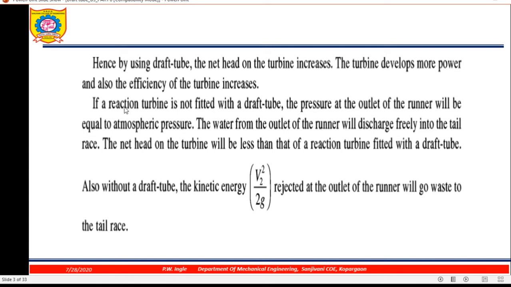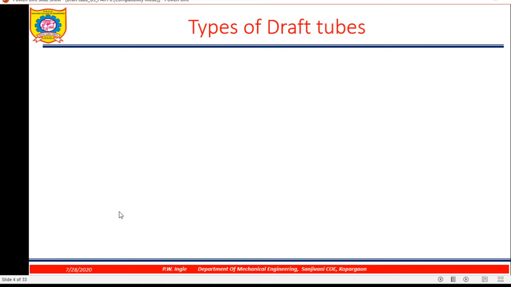If the reaction turbine is not fitted with a draft tube, the pressure at the outlet of the runner will be equal to atmospheric pressure. So water from the outlet of the runner will discharge freely into the tail race. So the net head on the turbine will be less than a reaction turbine fitted with a draft tube. Without a draft tube, the kinetic energy rejected will go waste to the tail race. So that is the use of the draft tube.